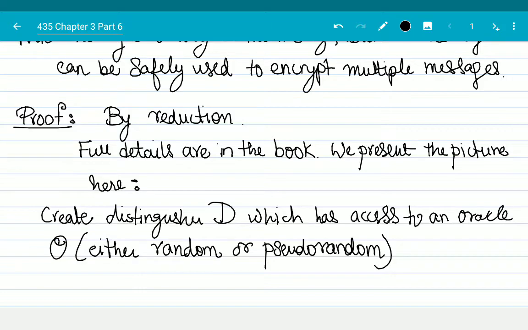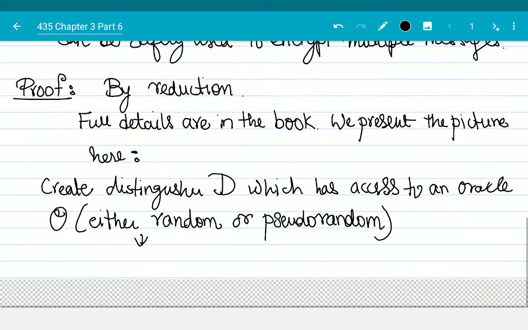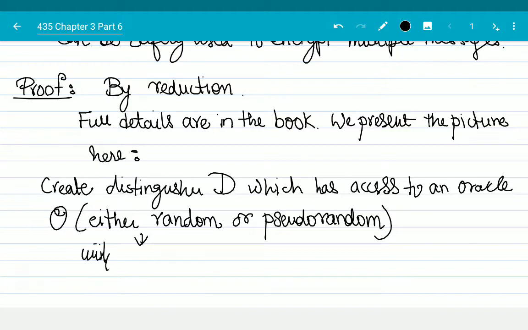What does that mean? The idea is there's a distinguisher D which has access to the oracle. Maybe it has access to two different oracles, O1, O2, doesn't matter. The idea is it needs to figure out whether this oracle is random or pseudo-random. What is the oracle? It uses either a uniform function f, or uses f_k once the key is chosen.